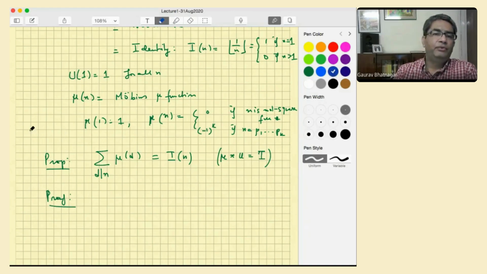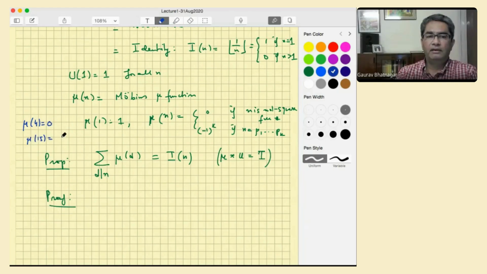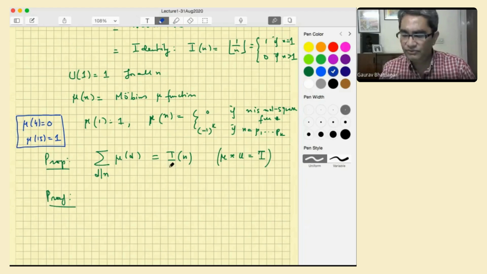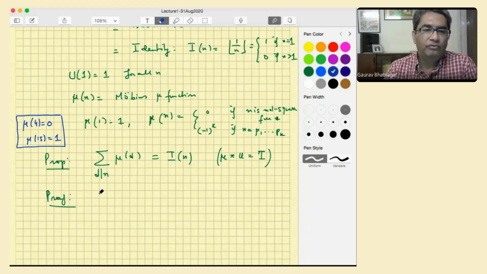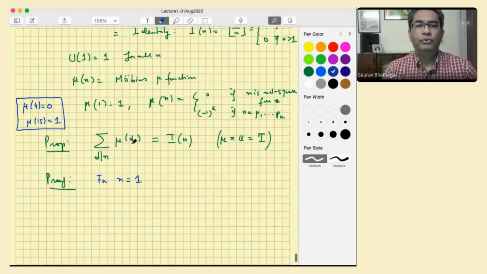So if you want to calculate mu of 4, what is mu of 4? 0. Mu of 15 would be 1, because there are two primes, 3 and 5. So it takes getting used to, but we'll know exactly why this function is important very soon. So for n equal to 1, it's fine. This matches because I(1) is 1. So if you do mu of 1, by definition mu of 1 is 1 and this side is 1.